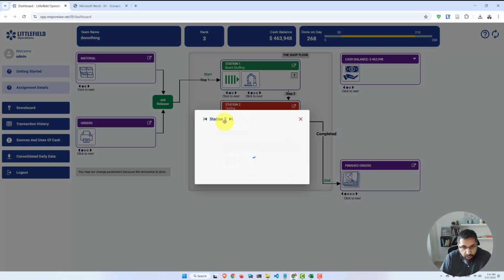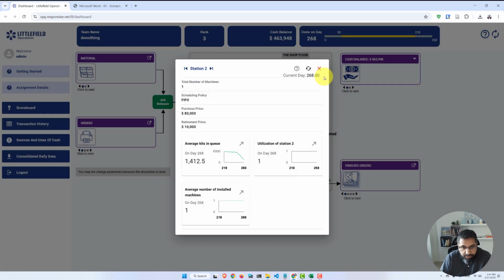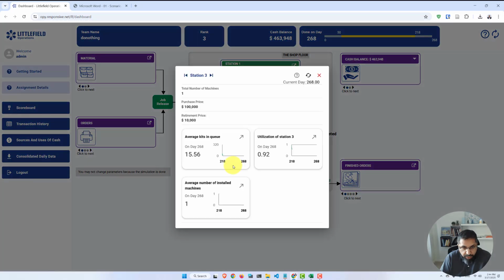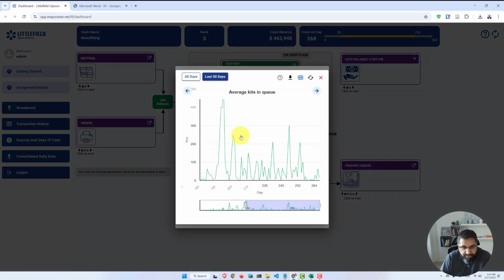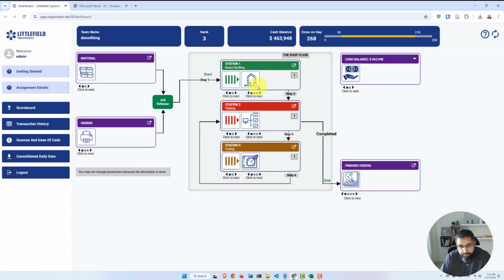So that's station 1. If you look at station 2, the queue is also going up. And station 3. They sometimes go up by a lot, but then they fall, so they're kind of all over the place, but they're not consistently growing, at least in the beginning. Okay, so these are the important metrics you want to keep track of, the queues.